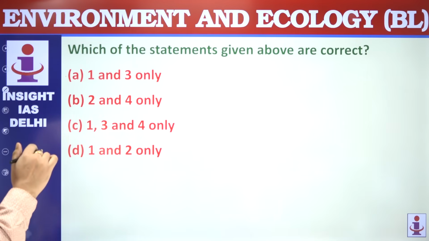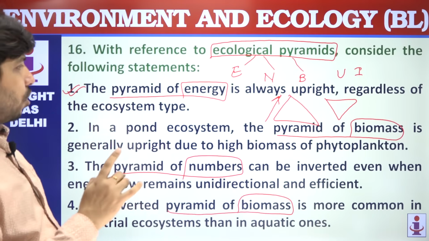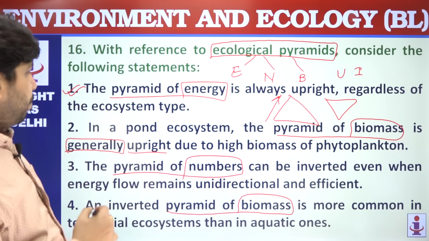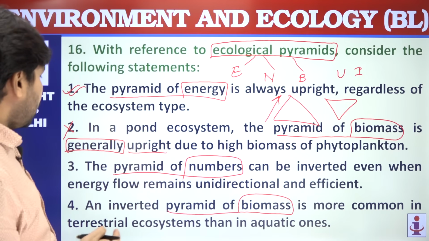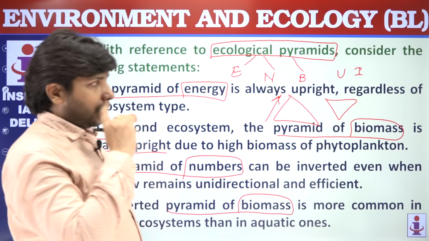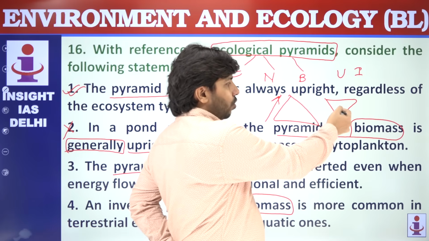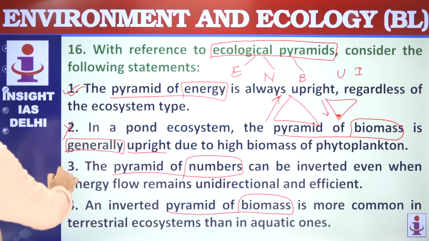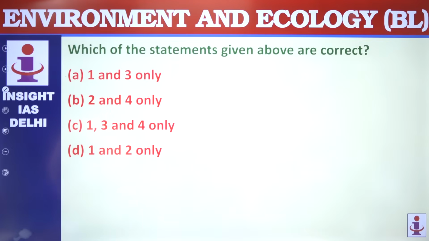So which statements are correct? Statement 1 is correct. Statement 2: in a pond ecosystem, the pyramid of biomass is generally upright. No. The pyramid of biomass need not be upright; it can be inverted as well. So statement 2 is not correct. The pyramid of numbers can be inverted even when energy flow remains unidirectional. Yes, it is quite possible that the population of a particular species at a lower trophic level is less than at the higher level, so the pyramid of numbers can be inverted. Statement 3 is correct. An inverted pyramid of biomass is more common in terrestrial ecosystems than in aquatic ones. This is not correct, so statement 4 is not correct. So only 1 and 3 are correct.